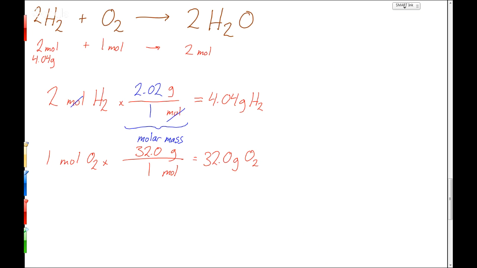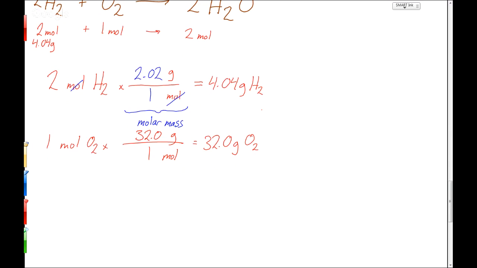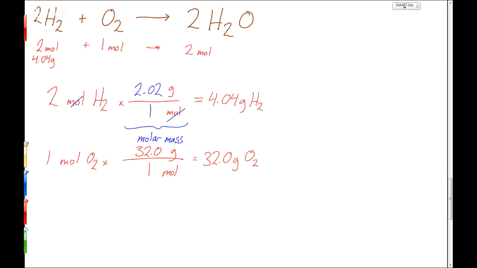Okay. So this tells us we measure our 4.04 grams of hydrogen, we measure our 32 grams of oxygen, we react those two together, and we make how much water? 2 moles. So we can calculate the mass, we can calculate how much water we expect to make in the same way. The equation tells us that based on these ratios, we would expect to make 2 moles of water. That's what that number out in front means.